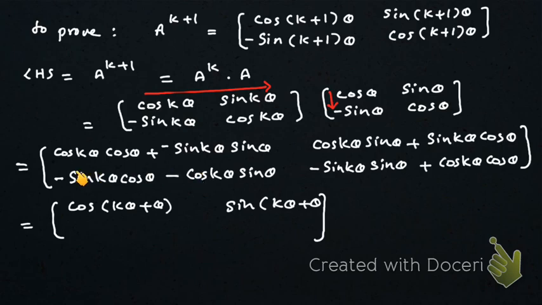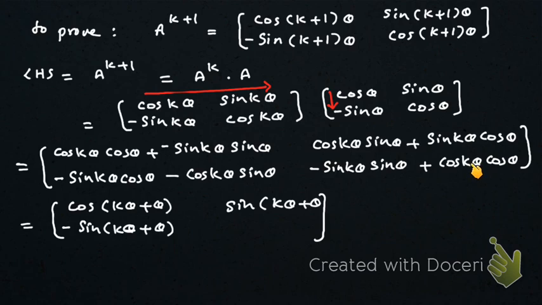Down here, if I remove a minus n out, it is again sin A cos B plus cos A sin B, which is sin of A plus B. Of course, with a minus n outside, sin of k theta plus theta. So minus of sin of k theta plus theta.